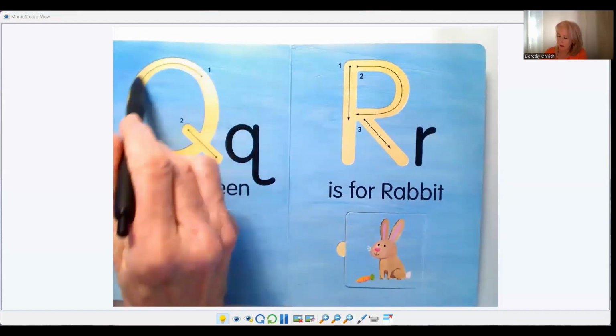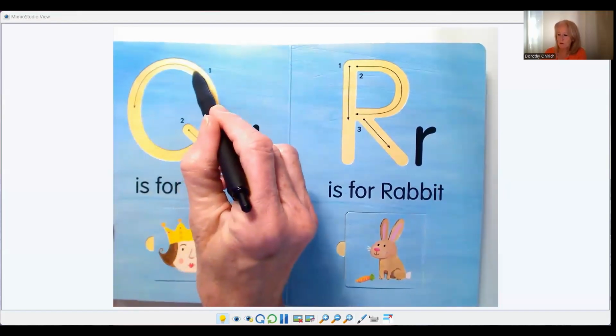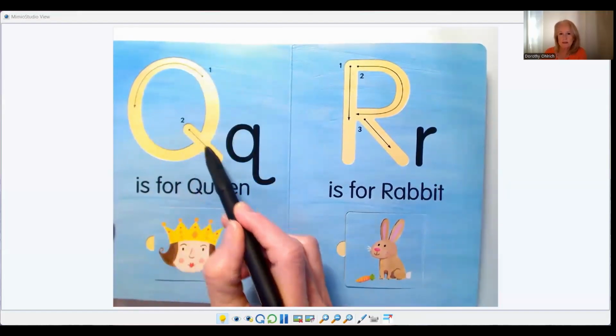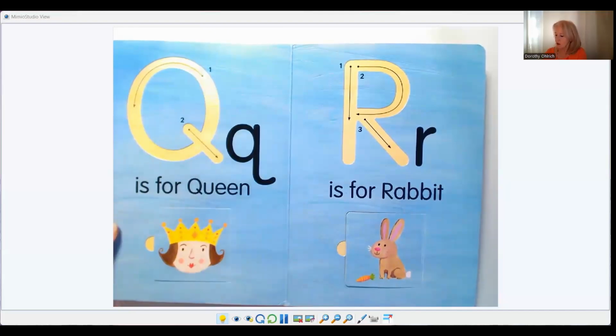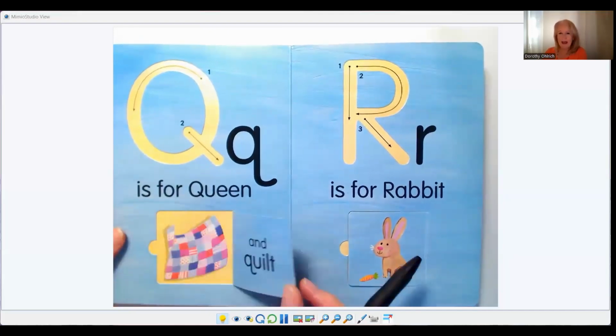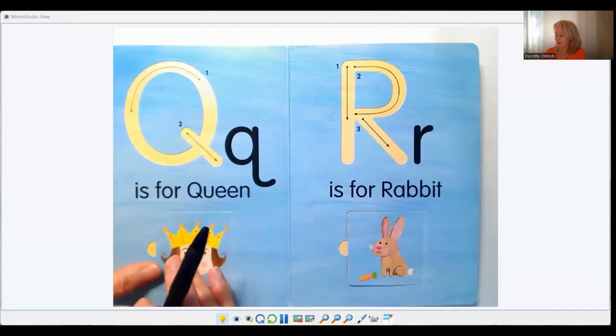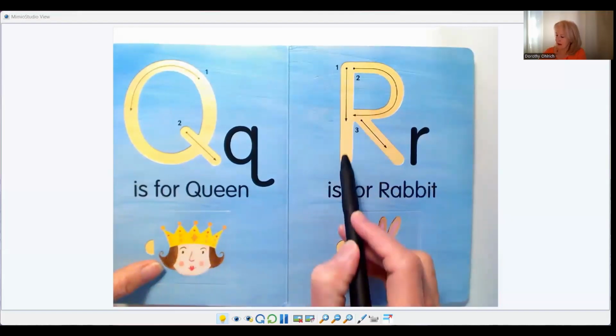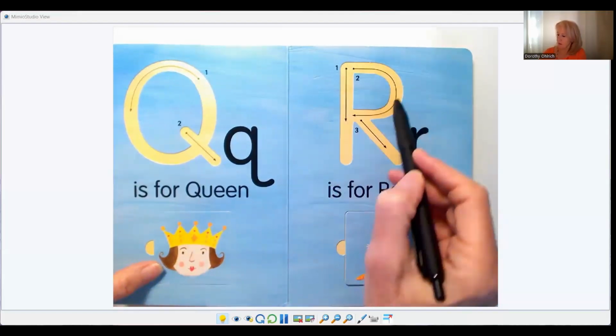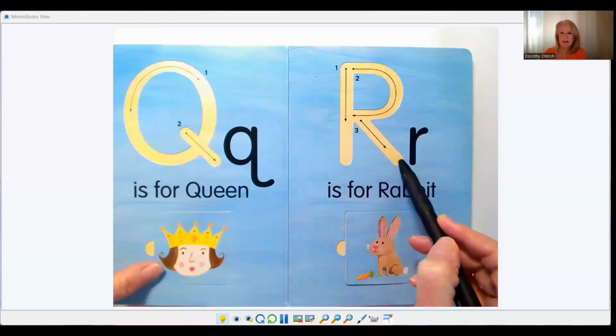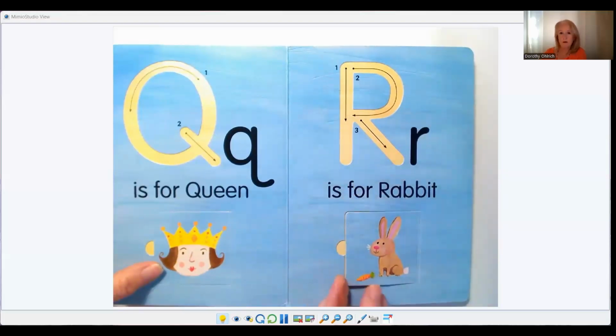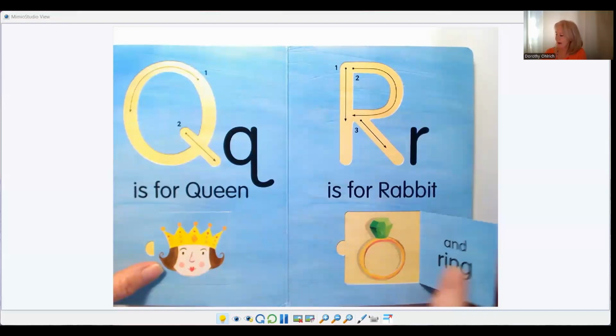Q goes around like O, like the circle, but it also goes down at an angle. Q is for queen and quilt. R goes down, then curves around and out at an angle. R is for rabbit and ring.